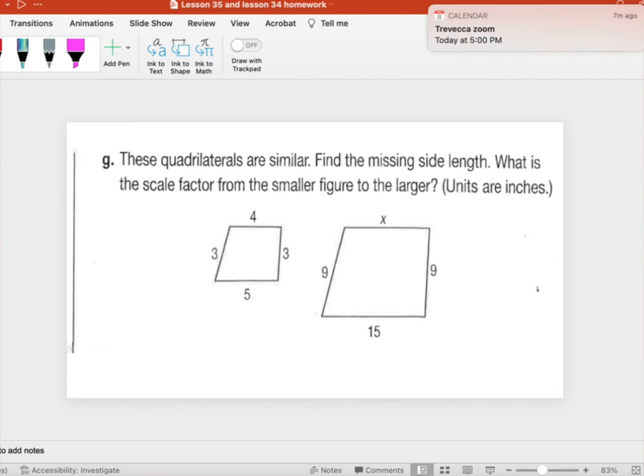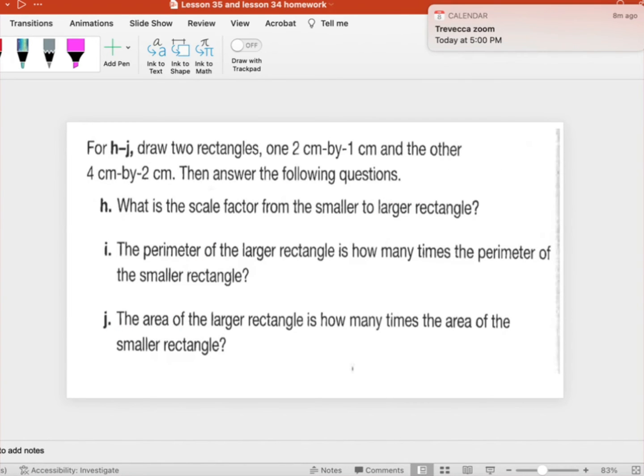These quadrilaterals are similar. Find the missing side length. What is the scale factor from smaller figure to larger figure? Okay, 3 multiplies by what to give you 9? The scale factor is 3. So we have a missing side right there. It should be 4 times 3 is 12. For H through J, draw 2 rectangles, one 2 centimeters by 1 centimeter and the other 4 centimeters by 2 centimeters. Then answer the following questions.